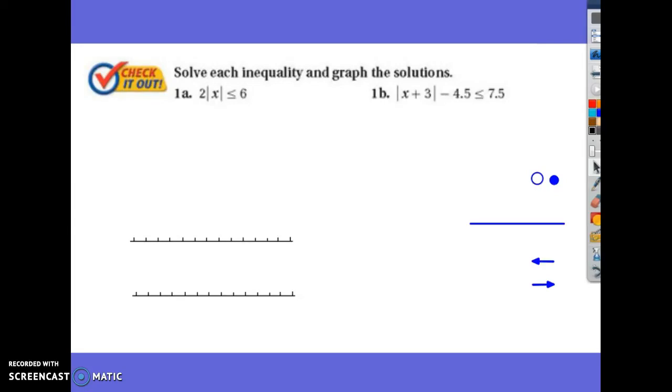Okay, ladies and gentlemen, here we go. 2-7 compound inequality. Look at example 1a. The first thing we're going to do is divide by 2, just like we would in a one-step equation, and then we have the absolute value of x is less than or equal to 3.